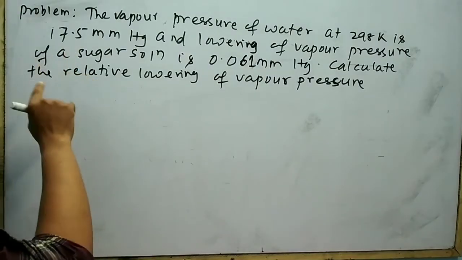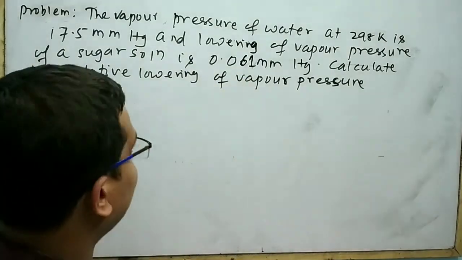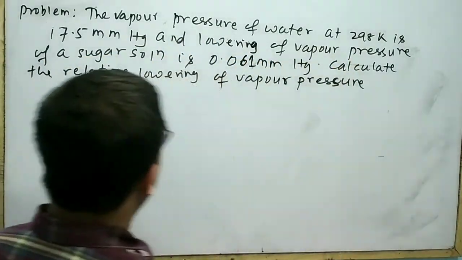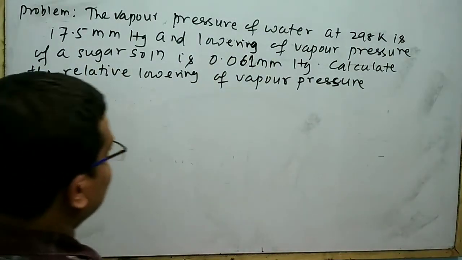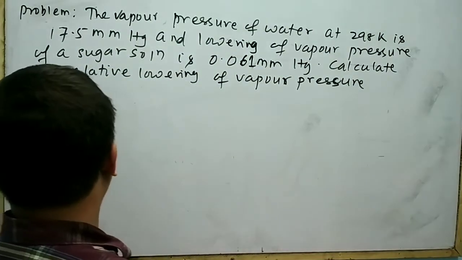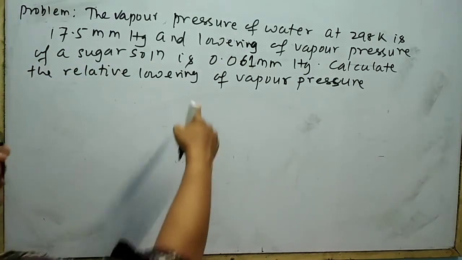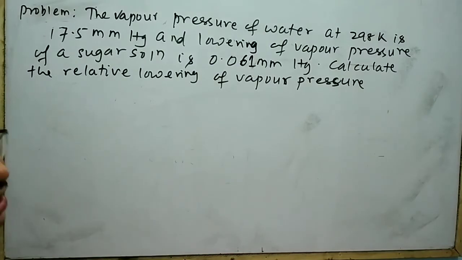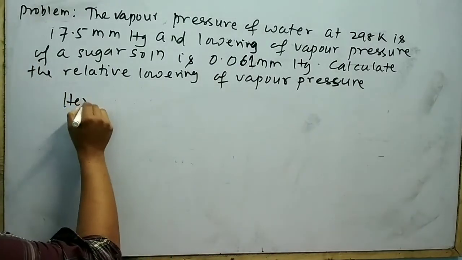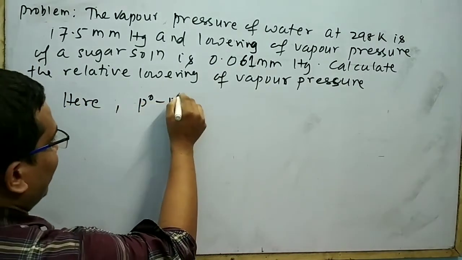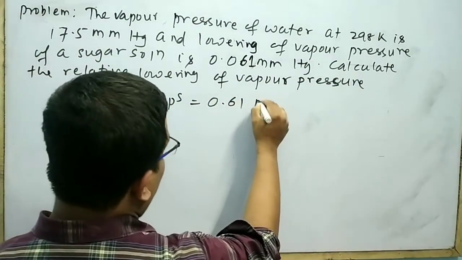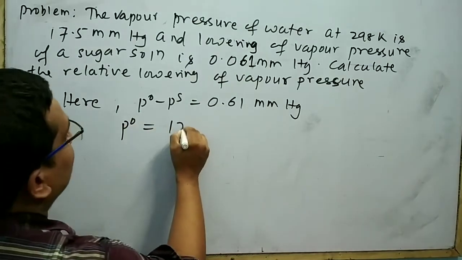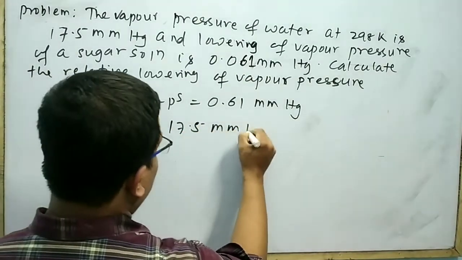Now I will solve a problem related to the relative lowering in vapor pressure. This is the problem. The vapor pressure of water at 298 Kelvin is 17.5 mm Hg and lowering of vapor pressure of a sugar solution is 0.061 mm Hg. Calculate the relative lowering of vapor pressure. Here P0 minus Ps equals 0.61 mm Hg. P0 equals 17.5 mm Hg.